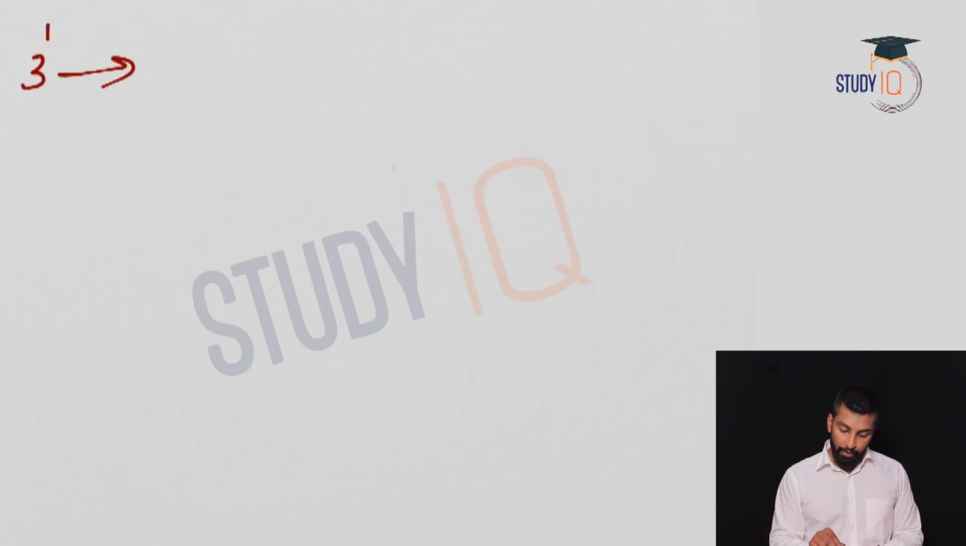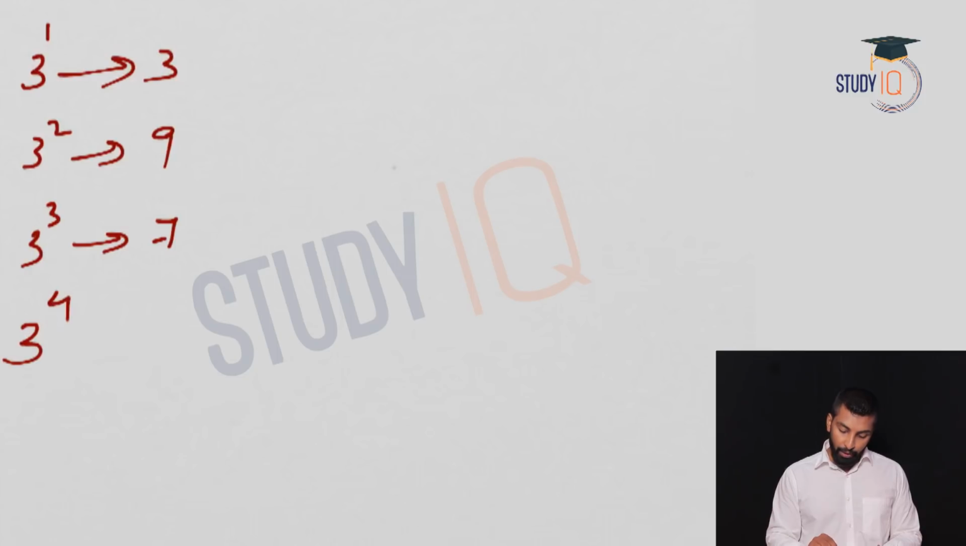Let's move on to 3. So what are the possible values of 3? We'll understand. 3 raised to 1 will be 3, 3 square will be 9, 3 cube will be 9 into 3, that is 27, and 3 raised to 4 is 7 into 3, that is 21, so 1.